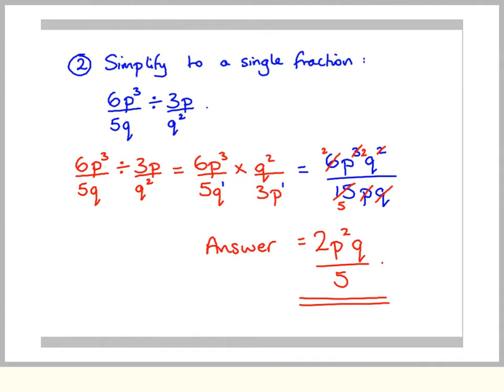So I've got the whole numbers 6 and 15, they cancel down by a factor of 3. P cubed divided by p to the 1 is p squared. Remember, if you're dividing, you take away the powers, and same with q squared over q to the 1 is just q. So that's why I've got 2p squared q over 5. Right, next.